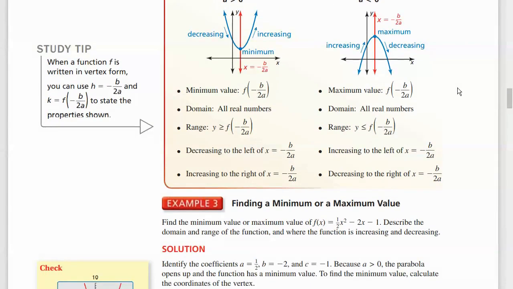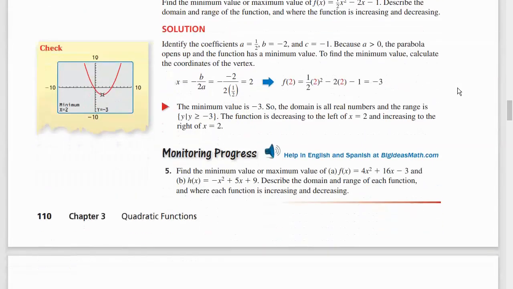All right, so as we take a look at this, find the minimum and the maximum values of this particular function. It's a quadratic. Describe the domain and the range, okay? And then where the function is increasing and decreasing. All right, so looking at the form, the a is 1/2, the b is -2, the c is -1. So that's our information we need.